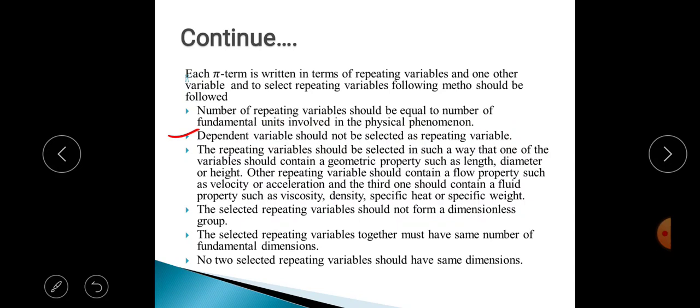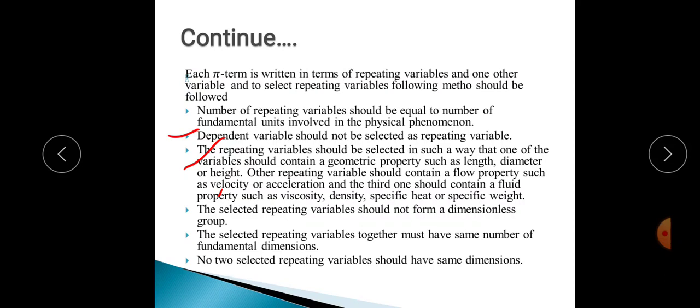Next, the repeating variables should be selected in such a way that one of the variables should contain a geometric property such as length, diameter or height. Another repeating variable should contain a flow property such as velocity or acceleration, and the third one should contain a fluid property such as viscosity, density, specific heat or specific weight. So this is the way to select repeating variables.